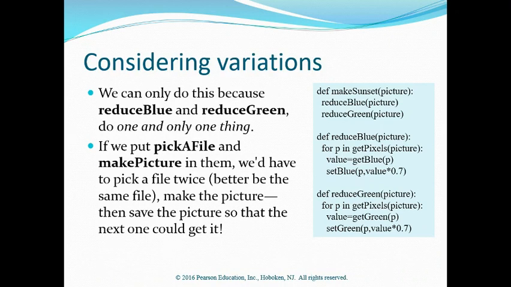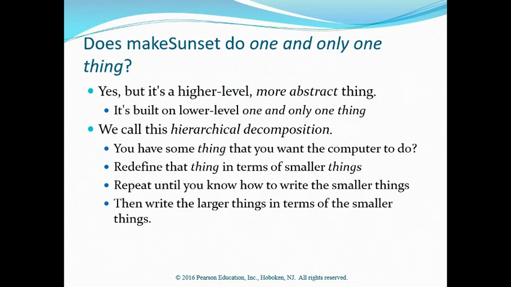So we consider variations. We can only do this because reduce blue and reduce green only do one thing. If we put pick a file and make a picture in them, we'd have to pick a file twice, and it better be the same file, and we make the picture, then save the picture so that the next one could get it. Does make sunset do one and only one thing? Yes, but it's a higher level, more abstract thing. It's built on low level ones that do one and only one thing. We call this hierarchical decomposition.